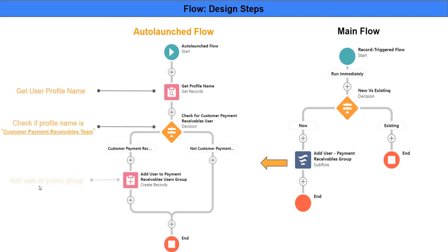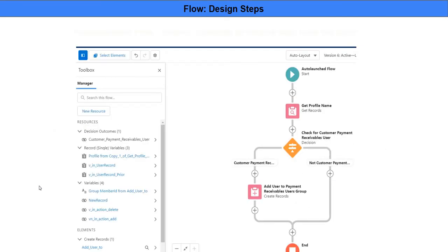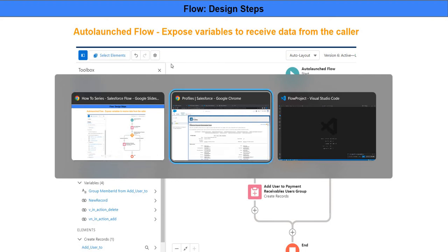Once the check is done, we will add the user dynamically to the public group. The objects that we will be using in this flow are User and Group Member, and these are the variables that are being exposed in the autolaunched flow. We will do everything and then see how it works. So let's go back to the org.